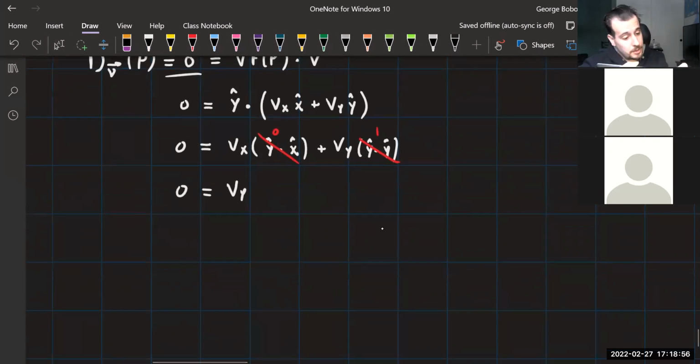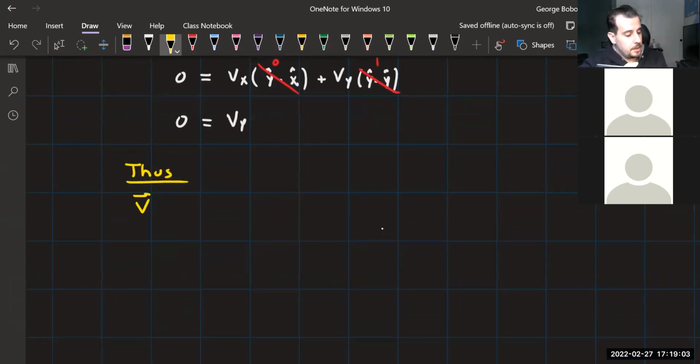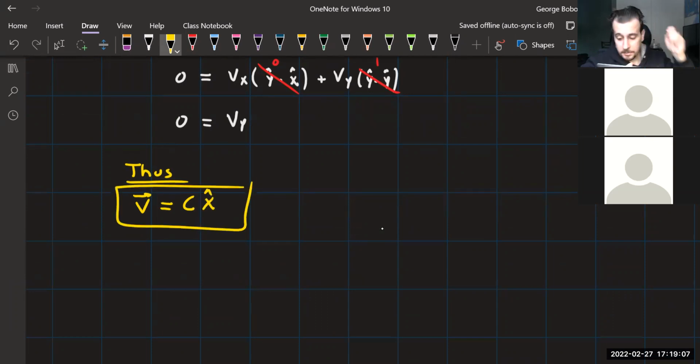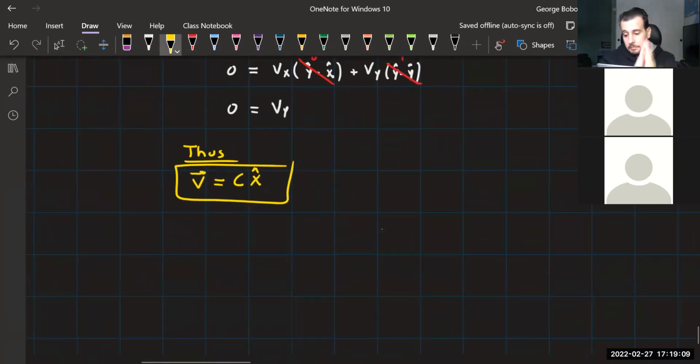That means, okay, any x vector here. Thus, v can be any scalar multiple of x hat, period. Moving on, that's the solution. Does it make sense though? Do you remember what I told you?